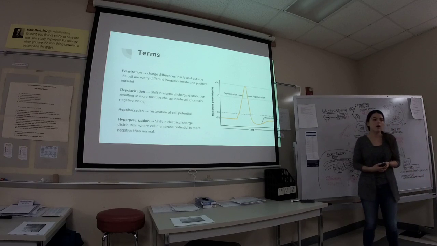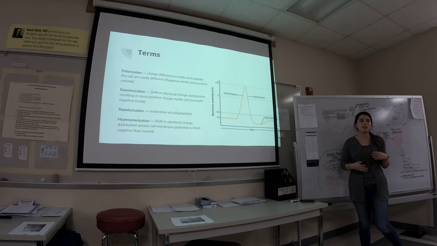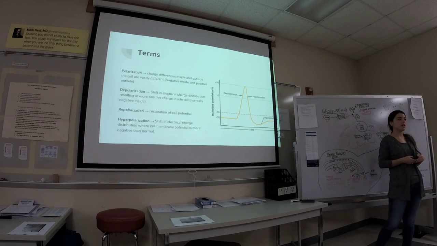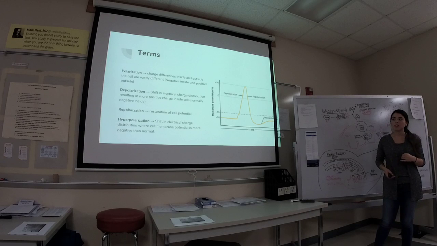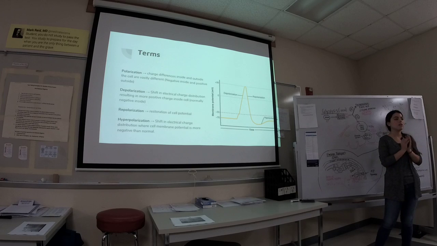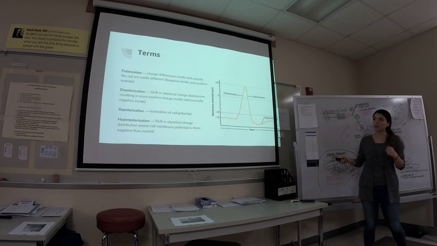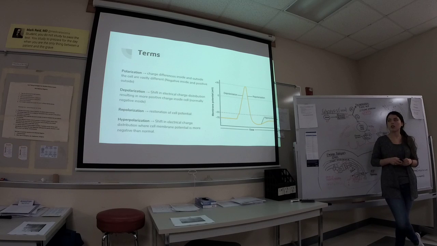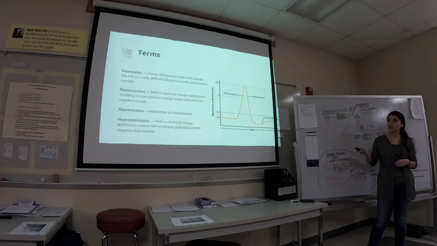The terms involved with action potentials can get a little bit confusing, so I decided to write them down. Polarization, I talked about this in the beginning. It just means that there is a difference in charge on the inside versus the outside. Like we said, negative inside the cell, positive outside. That's what polarizing means. Depolarization is a shift in charge distribution resulting in a more positive charge inside, because normally it's negative inside. So the cell potential becomes more positive.